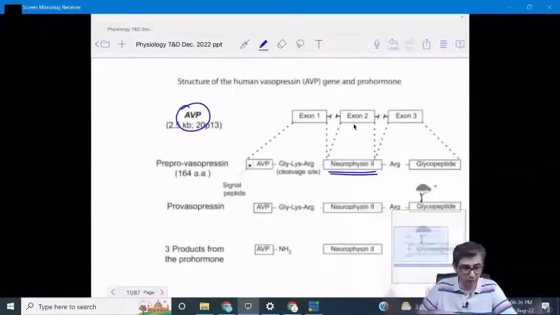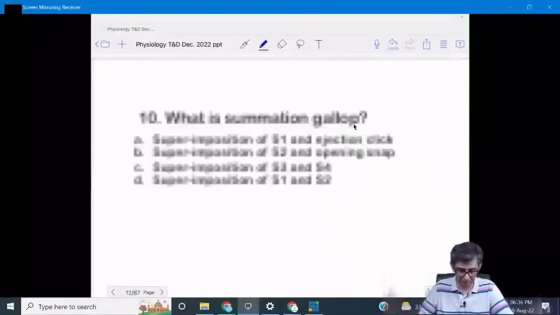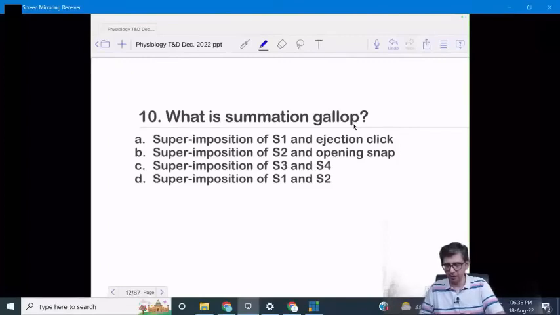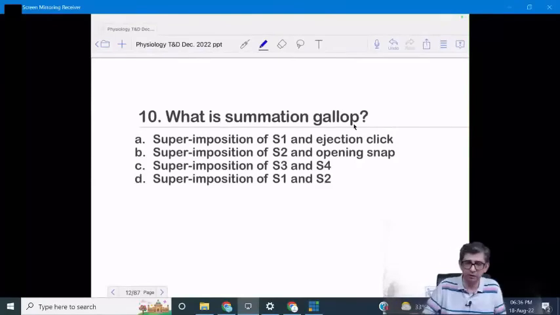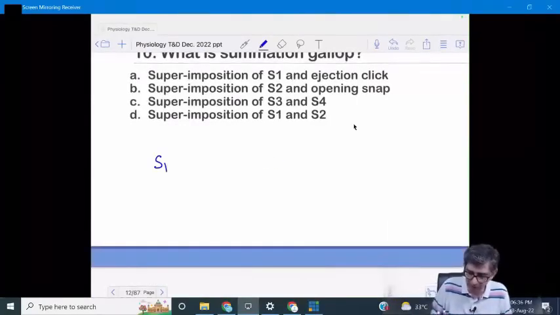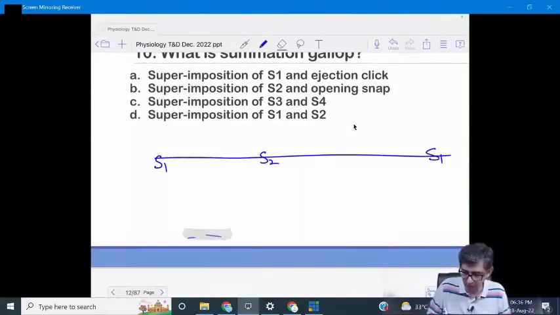Moving to question number 10. Which of the following would be called as a summation gallop? This was slightly a difficult question because I thought the remaining to आपको आता ही है. But meanwhile, while you are commenting, what I'll just quickly do is mention the heart sounds there. Sequence you guys very well know. So we're just going to do a quick recap here.